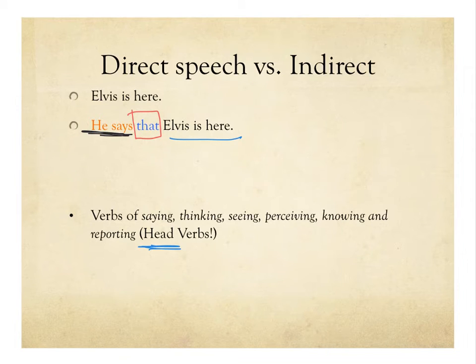All of these verbs are verbs that like to take an indirect statement, and they take it in English and they take it in Latin. If you look at the verbs that we're learning in this chapter, all of those verbs are head verbs. They are verbs that are going to want to take an indirect statement.